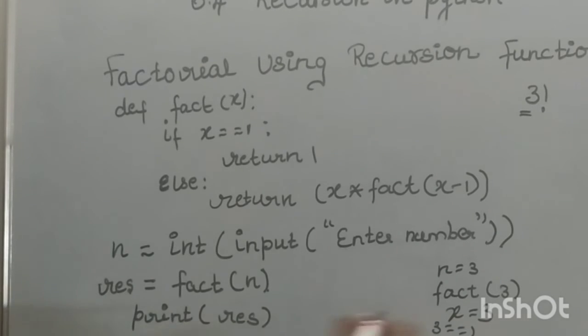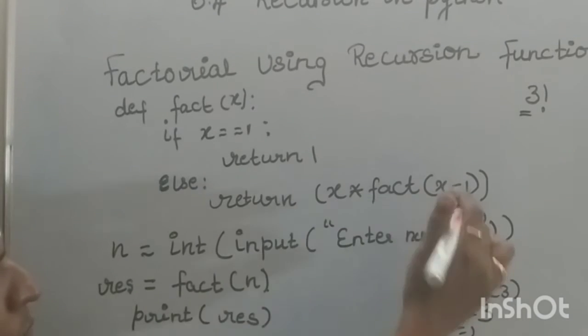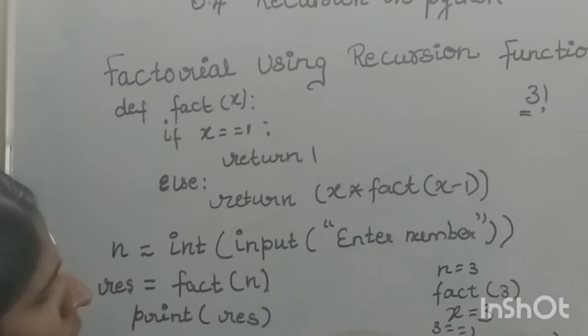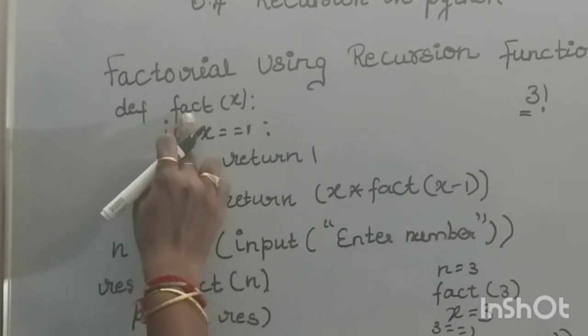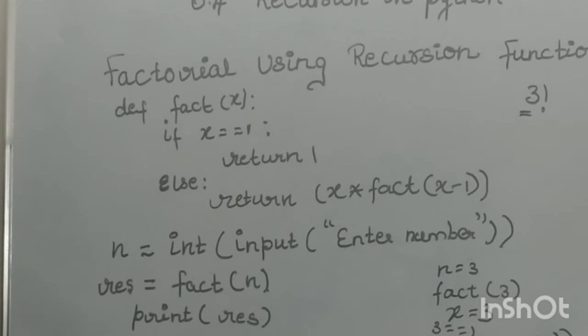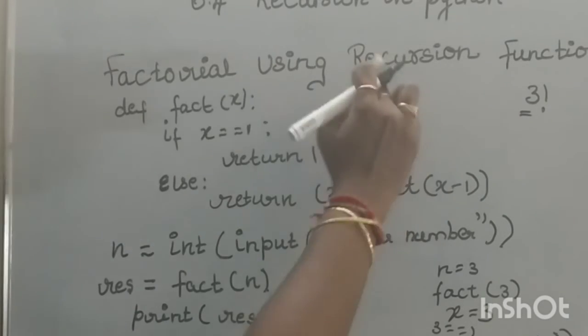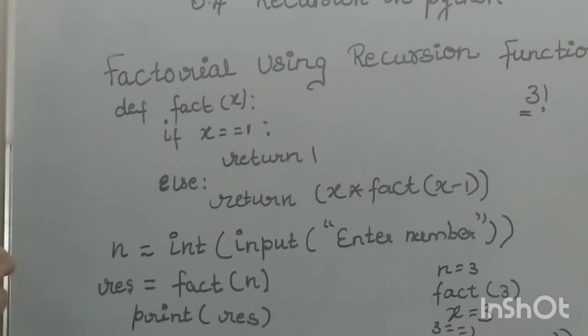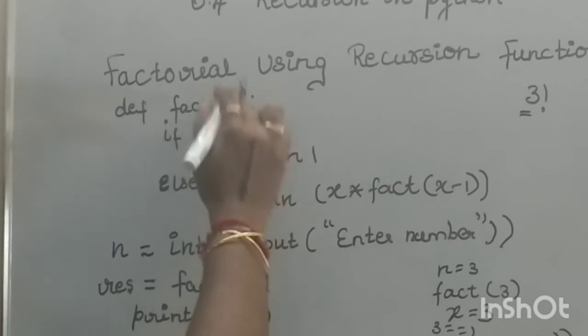Now what will happen? It returns, what is the x value? 3 into fact of x minus 1. x is 3. 3 minus 1 is 2. The input value is reduced to x minus 1. Now 2 is inside the function definition. I am having the function call, which is called recursion. Now 2 value is passed to this x.